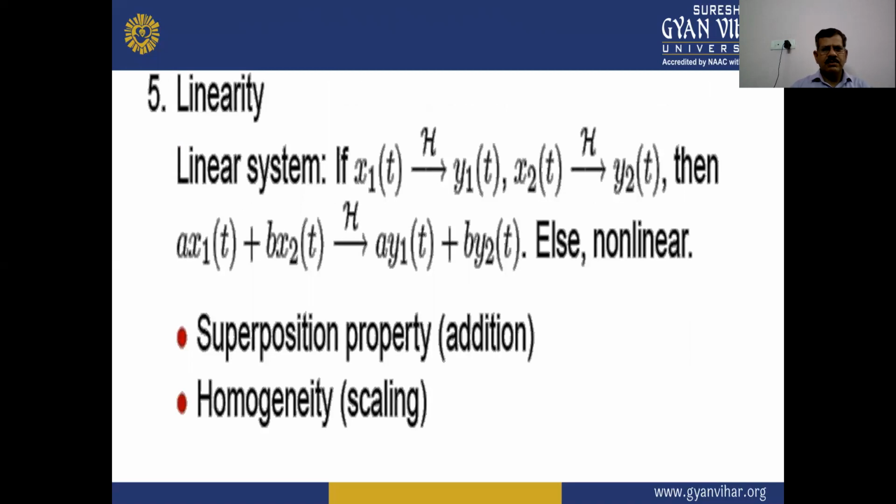And next one is the linear system. If x1(t) tends to y1(t) and x2(t) tends to y2(t), then a x1(t) + b x2(t) tends to a y1(t) + b y2(t), else nonlinear. So superposition property: addition, unity, scaling.